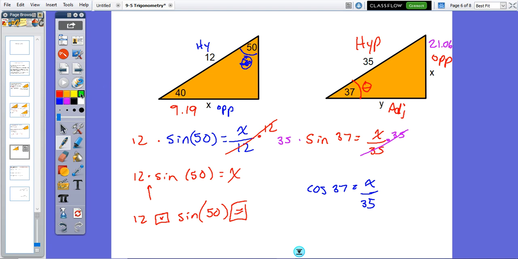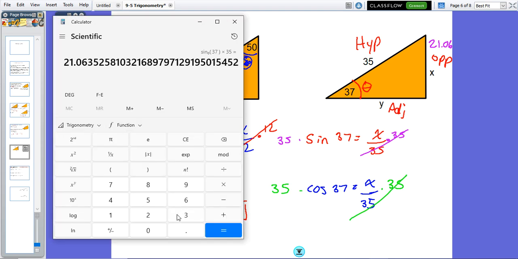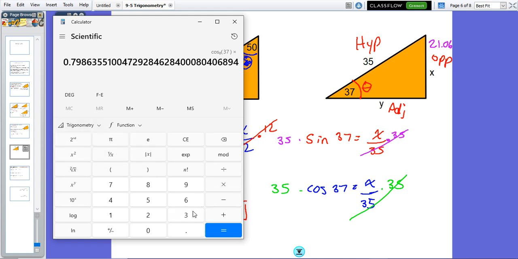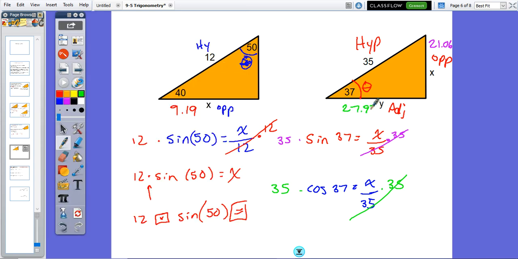21.06. All right. On the other one, same thing. We're going to multiply both sides by 35. That goes away here by 35. Let's plug that into the calculator. So we got 37, and this time is cosine times 35. We're getting 27.95. Hopefully we got the right answer. We got a similar answer, so good job.